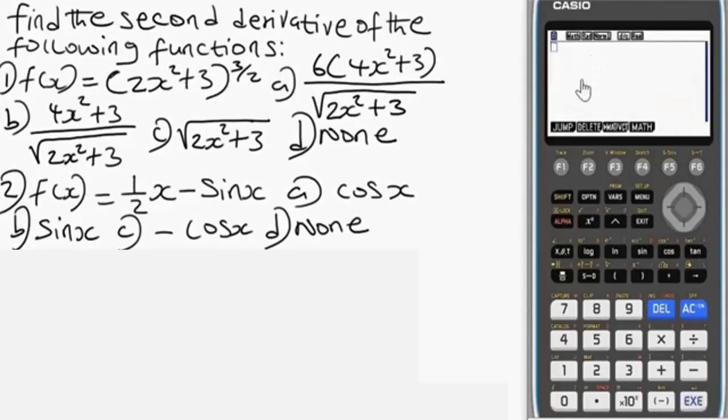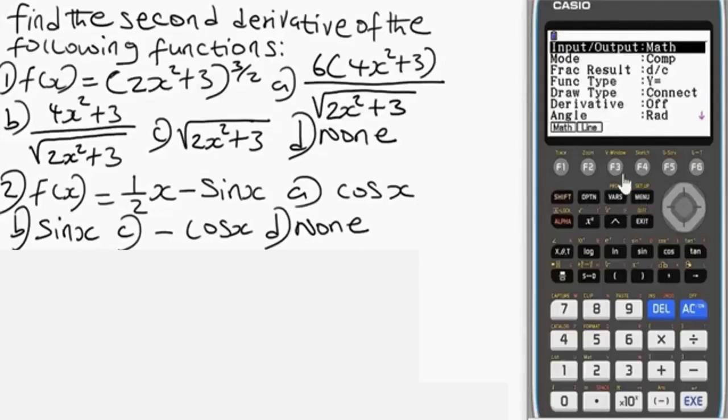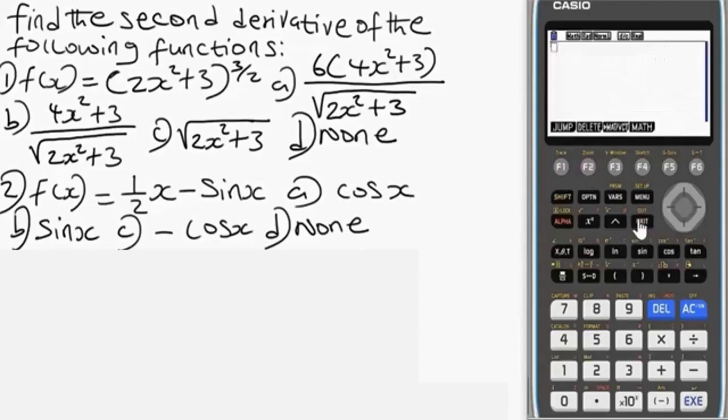If yours happens to be in degree, all you have to do to put it in reduce mode will be to press shift, this menu button. Okay, navigate down to angle. Alright, as you can see, it's already in reduce mode. If I press F1, it will change to degree. If yours happens to be degree, all I have to do to put it to reduce is to press F2 and it will change to reduce, as you can see. That's all. Press exit.